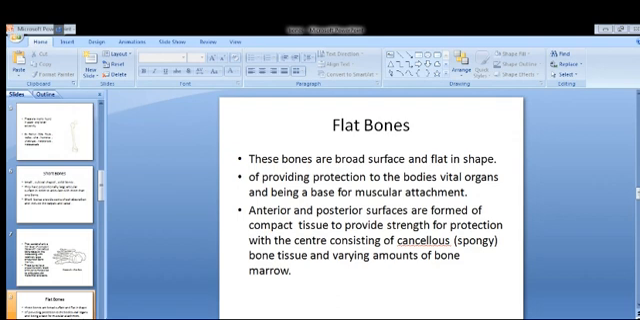They also provide muscular attachment. A large number of muscles are attached to the bones, and they are also protecting the vital organs of our body.